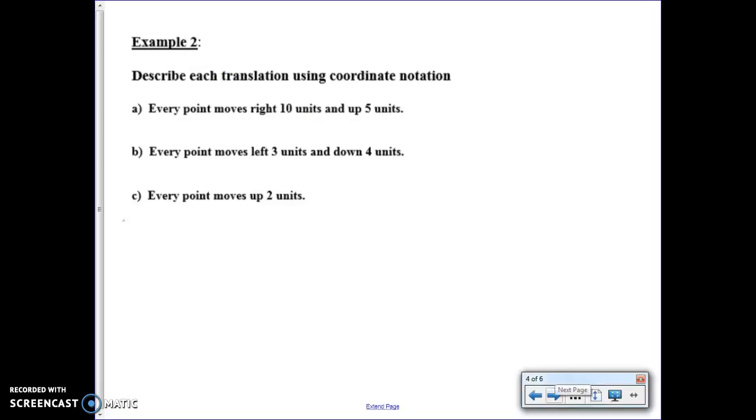Okay, it says, describe each translation using coordinate notation. Every point moves right 10 units and up 5 units. We always start with our original point of x, y. That means it can represent anything. So x, y, and if we move to the right 10, that's taking x and adding 10, and taking y and adding 5.